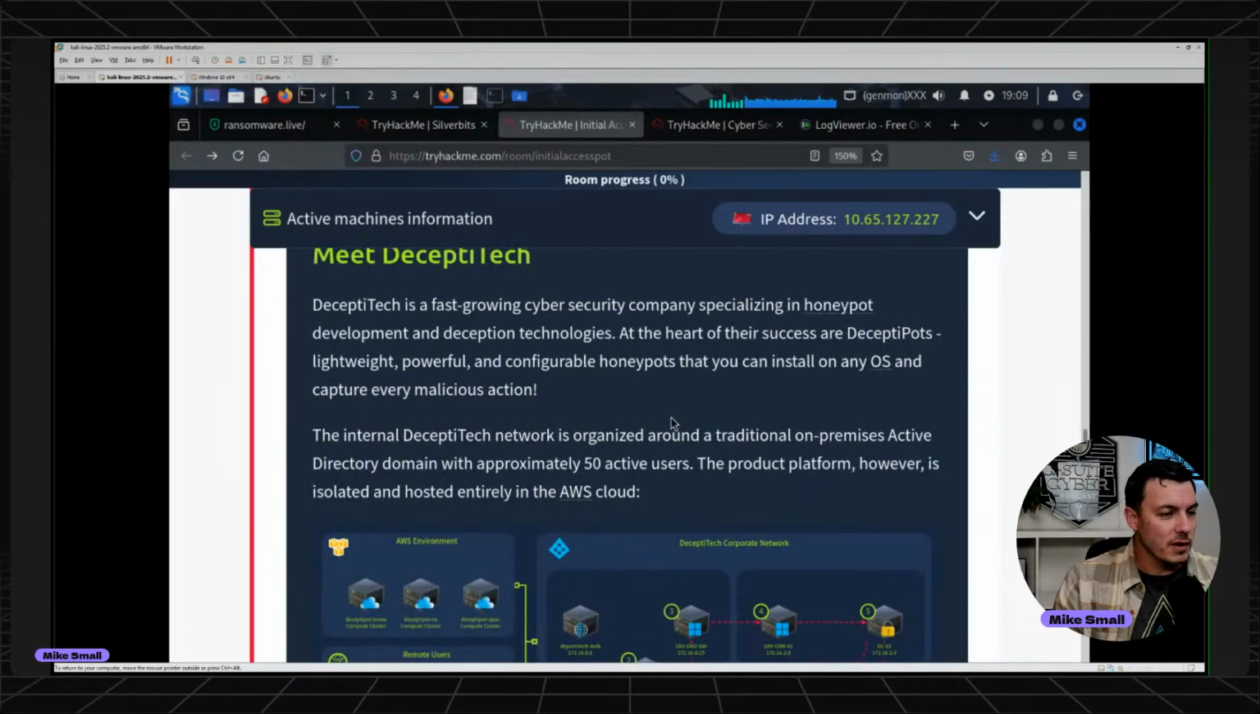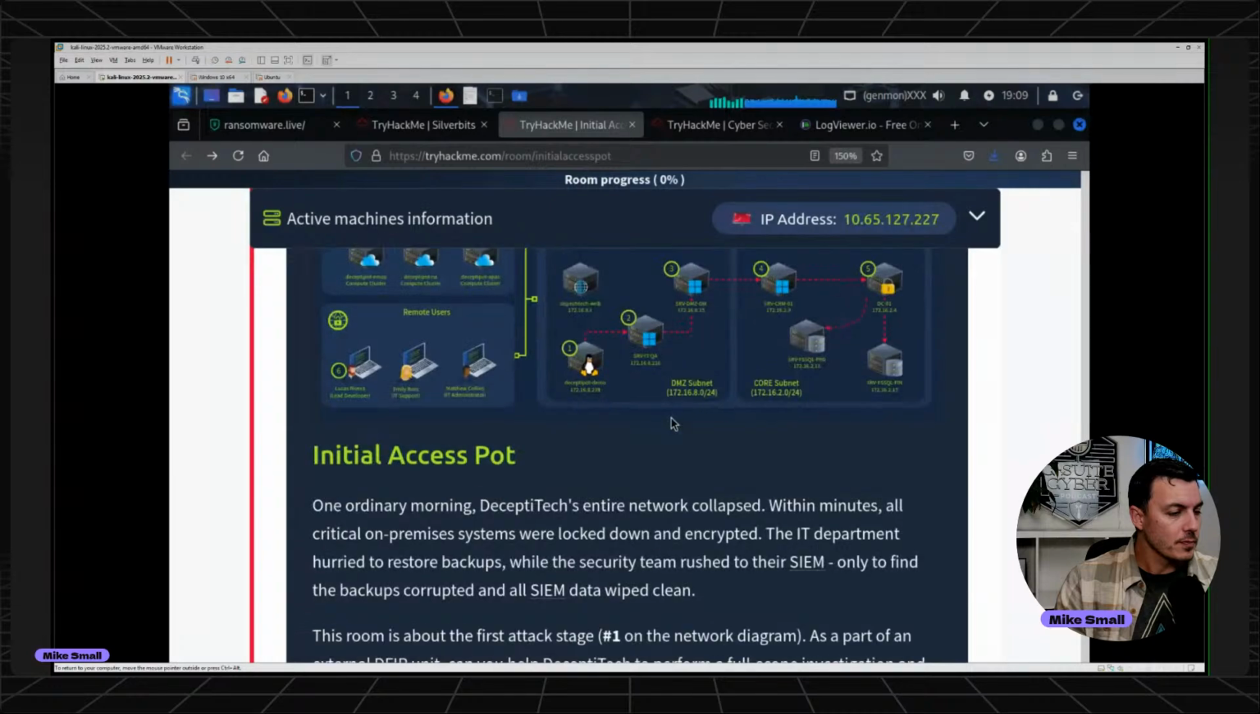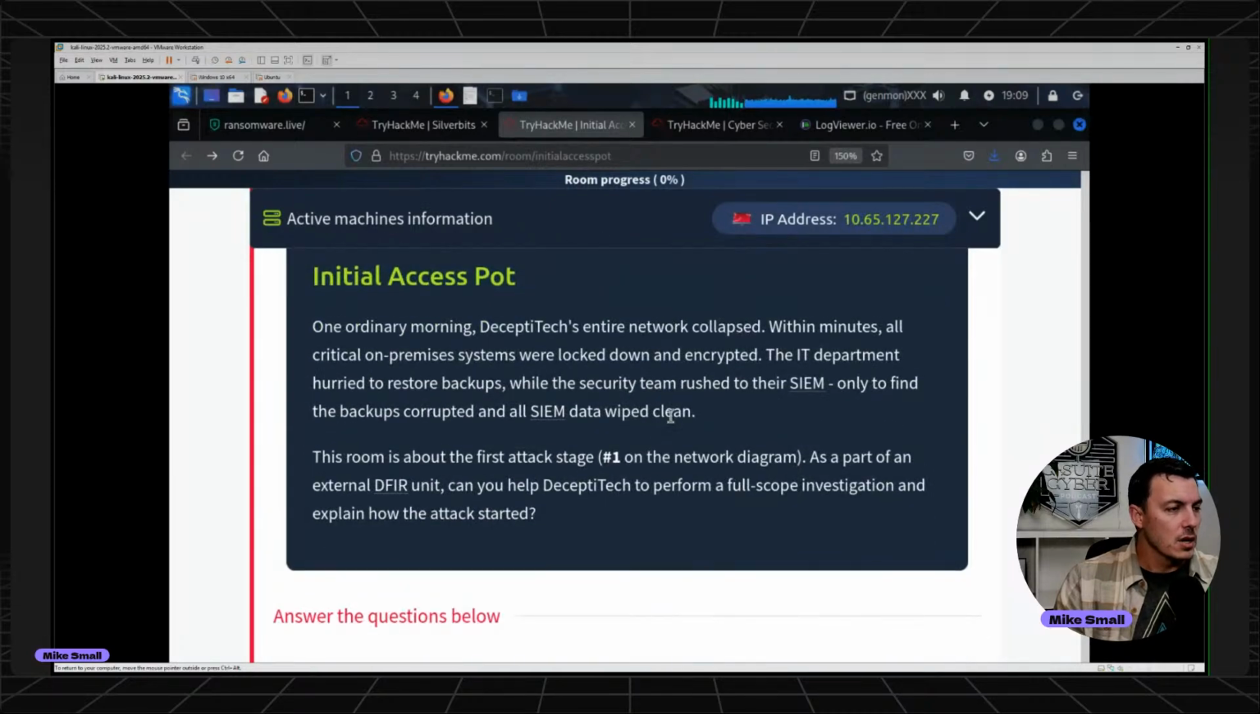Yeah, so it's very important to understand this, because as we're analyzing the attack, it helps give us perspective as we're building that narrative out, right? Okay, so one ordinary morning, the entire network has collapsed. Uh-oh, right? And all the critical on-premise systems are now locked down and encrypted. Sounds like we got some ransomware here.